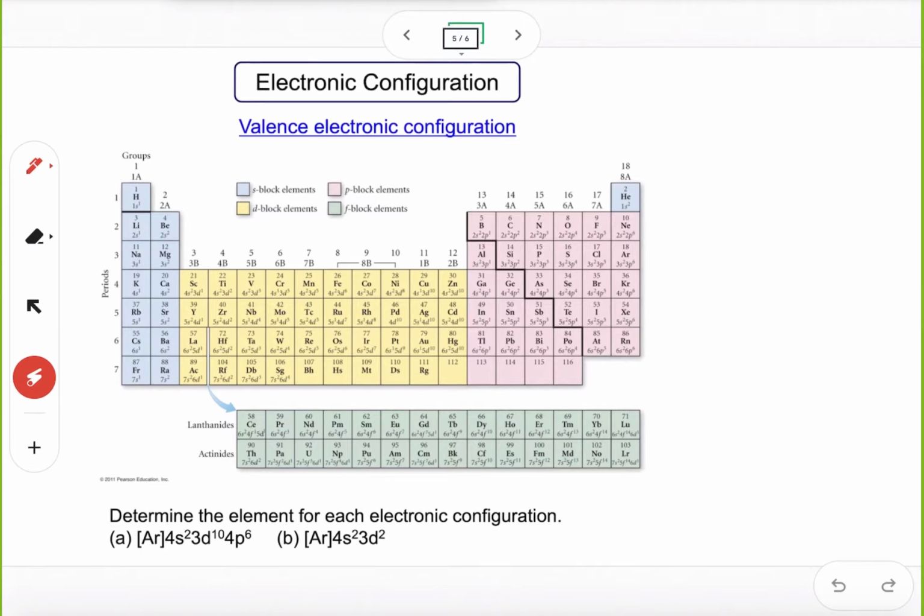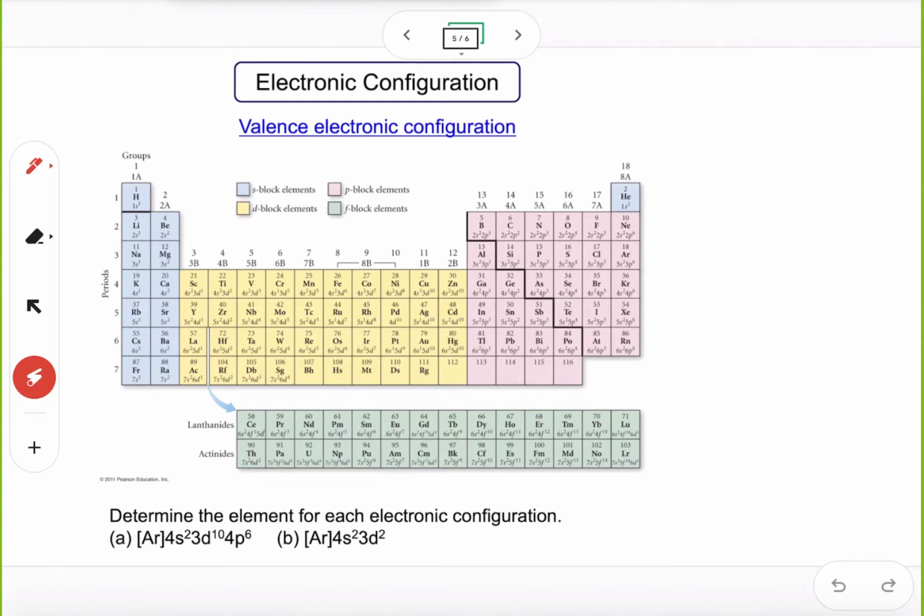All right. Now let's do some very quick practice. Determine the element for each electronic configuration. This is a noble gas core electronic configuration. From previous slides, we wrote the full and noble gas core electronic configuration for the first 20 elements. So you have each element, the chemical symbol, and you identify the electronic configuration. This problem is asking you to do the opposite. It gives you the electronic configuration and asks you to identify what the elements are. It's actually quite simple.